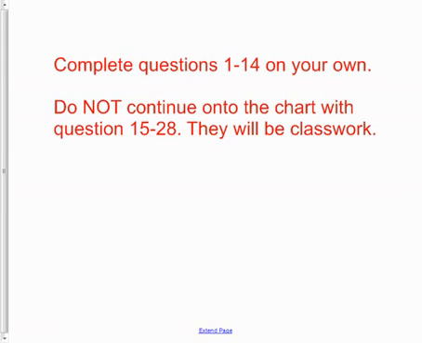Now, your homework is to complete questions 1 through 14 on your own. I've already done 1, 2, 8, and 9 with you. Do not continue onto the chart with questions 15 through 28. Those will be classwork altogether.